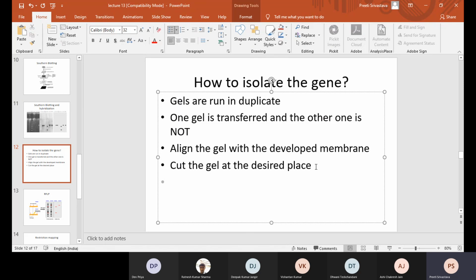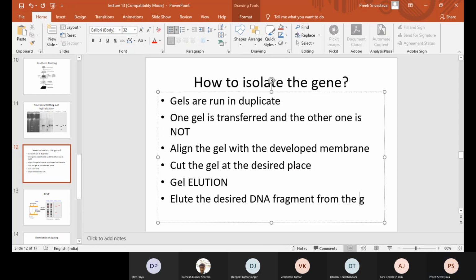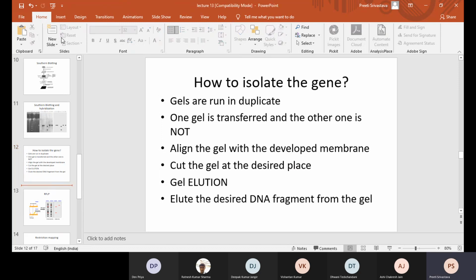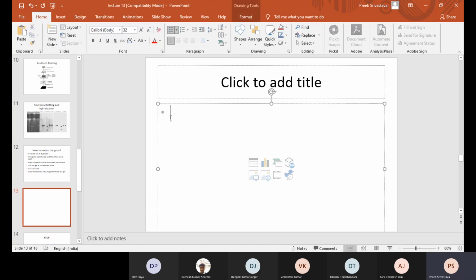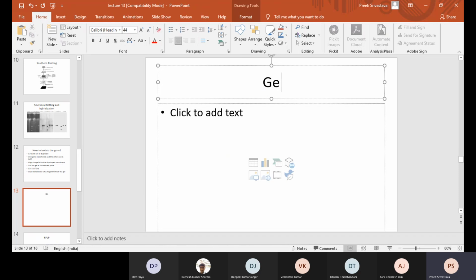And then what we do is called gel elution. That means you elute the desired DNA fragment out of the gel. This technique is called gel elution. These days, class, gel elution can be done by multiple methods. Elution is a method of eluting DNA or RNA or protein from the gels. You can elute the DNA from the gel.